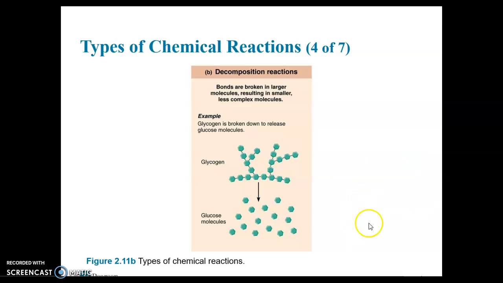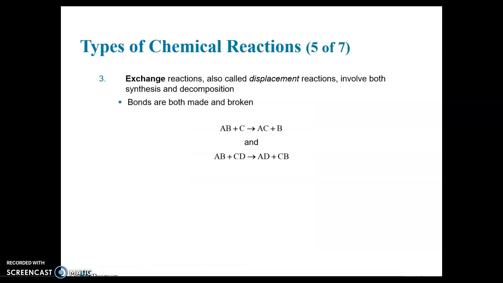And this is an example of a decomposition reaction when glycogen, which is stored in our liver cells and our muscle cells, breaks down into glucose molecules, and then those glucose molecules are released into our blood. This happens whenever we have low sugar. So glycogen is kind of like starch in that way. It's long chains of glucose that are stored in our muscles and our liver cells.